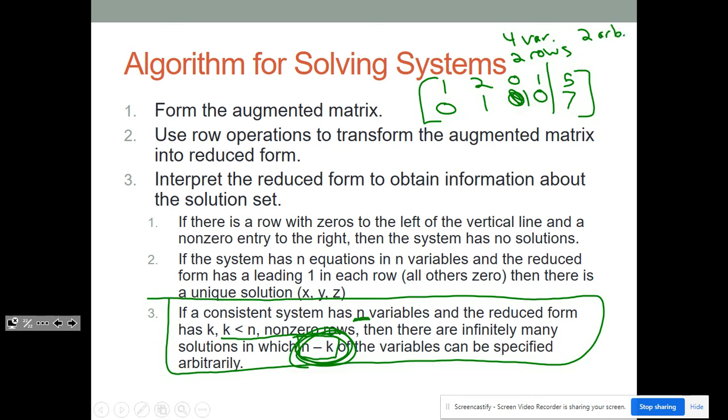Like it will ask you, what is the solution or whatever. One of the choices would be it's infinite, and it'll say like 1 arbitrary or 2 arbitrary. All right, so you reduce it all the way down as far as you can go, where you can't get any more zeros, and then you find the difference between the number of variables and the number of rows.